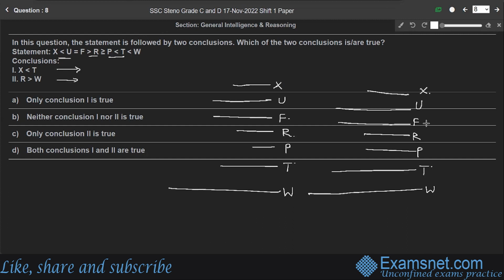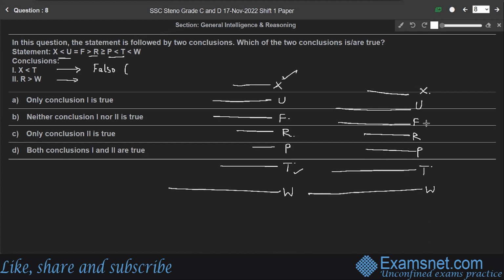X less than T. So the line X is here, T is here. Is X less than T? Is there any relation between X and T? As given in the statement, there is no relation between X and T. So T can be less than X or greater than X. Therefore, this is a false conclusion.